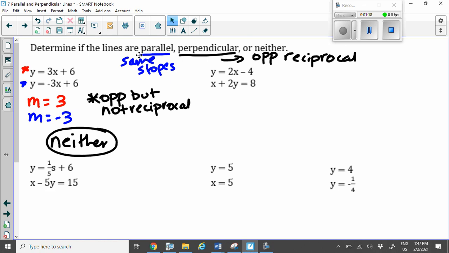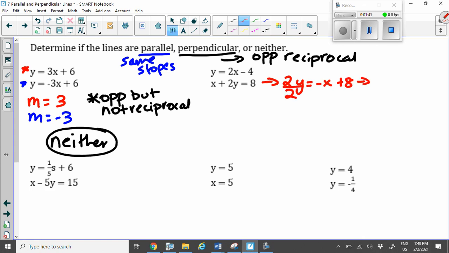Okay, let's get to the next one. Now, when we are doing this, make sure we put the equations into slope-intercept form. It makes it a lot easier to figure out their slopes. On this next one, we have y equals 2x minus 4. The other one, I do need to solve for y. So I'm going to have 2y equals negative x plus 8, and then I divide everything by the 2. So I get y equals negative 1/2 x plus 4.